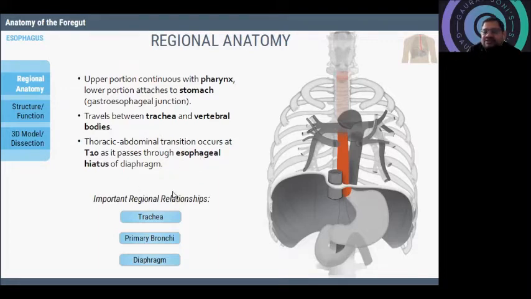So there are three important relations: first with the trachea, then the primary bronchus, and then the diaphragm. So you can say the esophagus has two parts: the thoracic esophagus and the abdominal esophagus. The abdominal esophagus is a very small part.